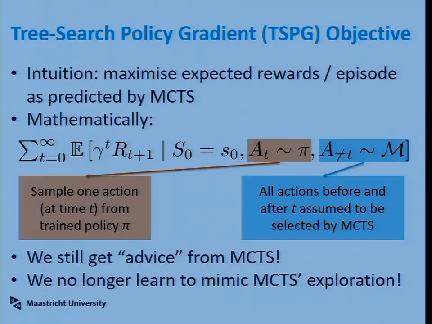So what it looks like mathematically is that you take this expectation. I've moved it inside a sum because that's more convenient mathematically. And inside this expectation, we always have one action that's picked by the policy at a time step t. All of the actions before t are assumed to be picked by MCTS, and all of the ones after t are also assumed to be picked by MCTS. And this means that we can use the state distribution that we encounter in MCTS self-play for training, and it also means that we can use the MCTS value estimates.